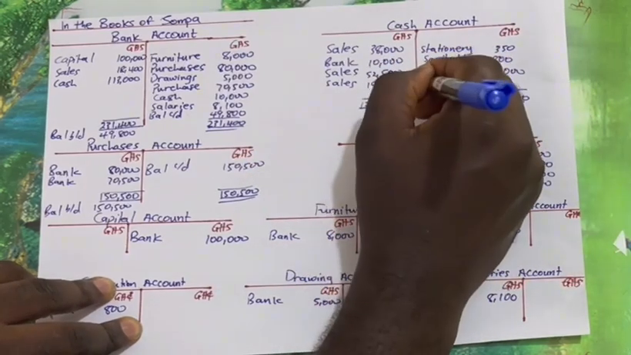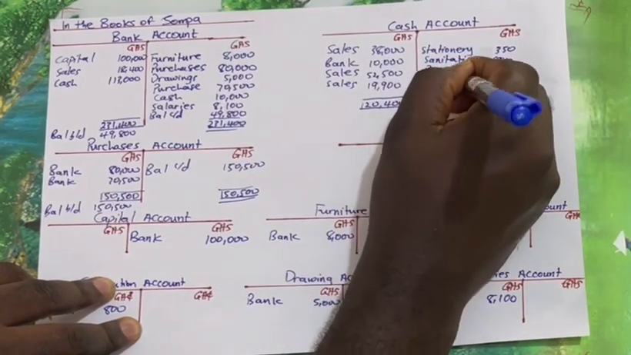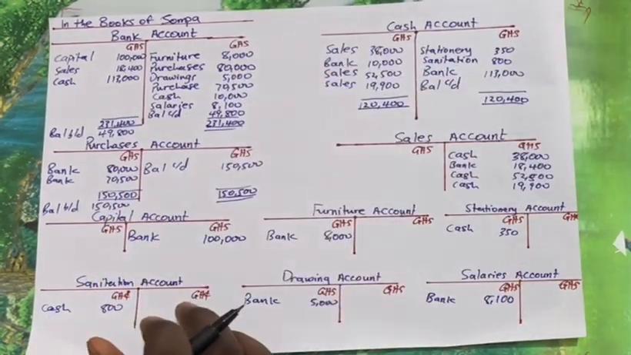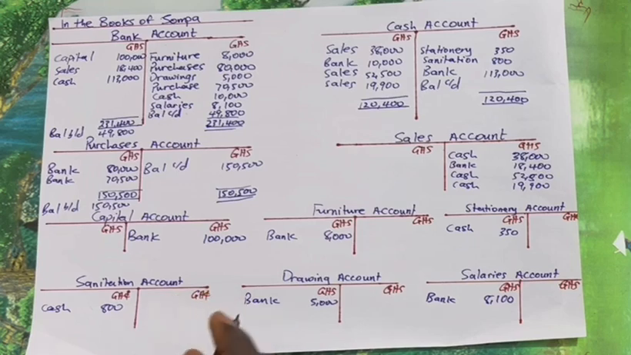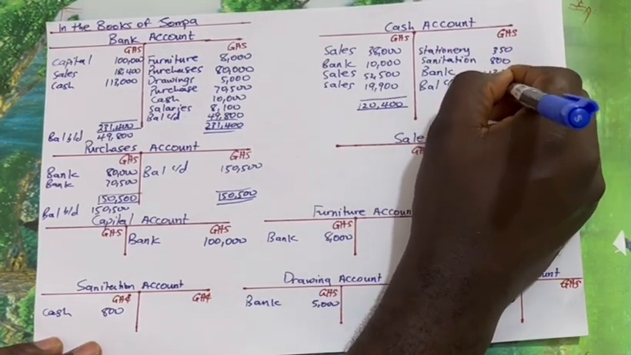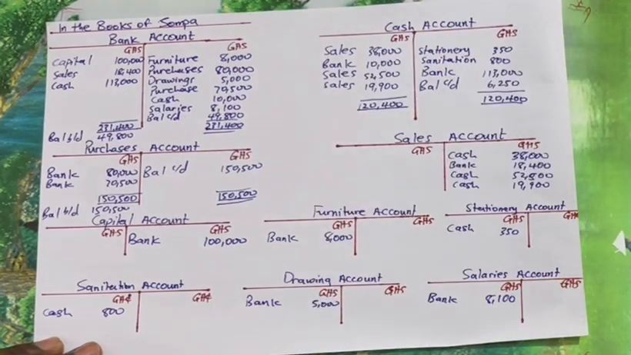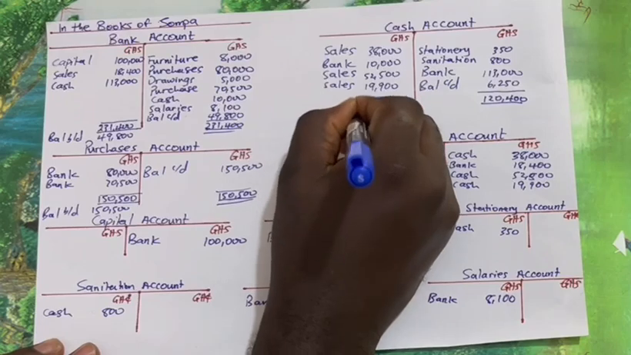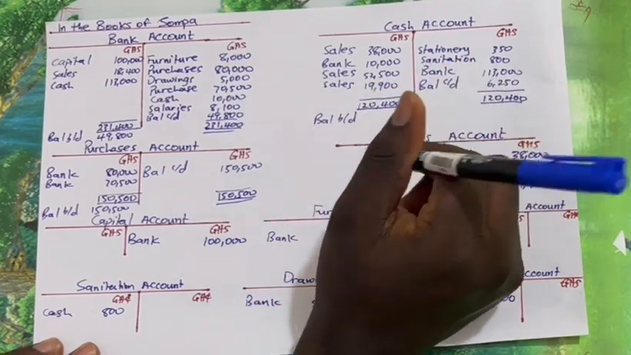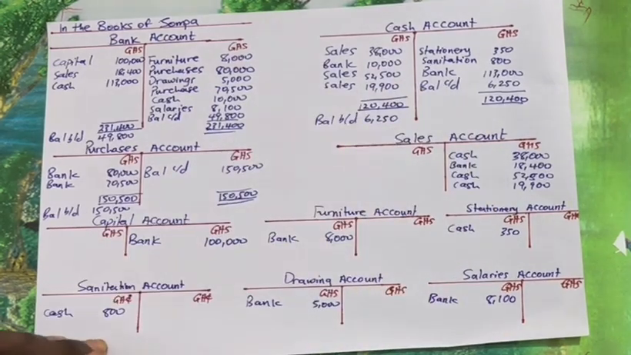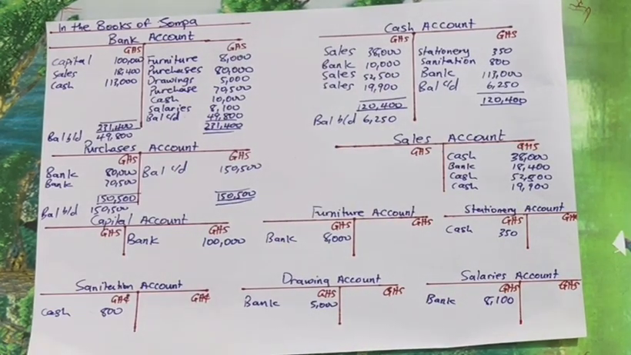But here there's a balance CD, which means the debit side is more than the credit side. And then the balance CD here is 6,250. We have 6,250 here as a difference. So our balance BD becomes 6,250. Do we understand? Okay, so now we are done with the cash account.